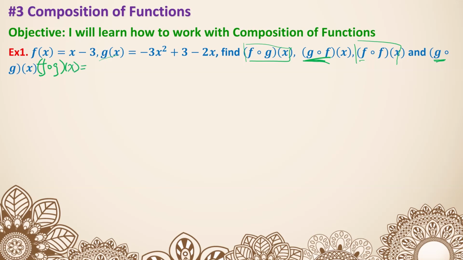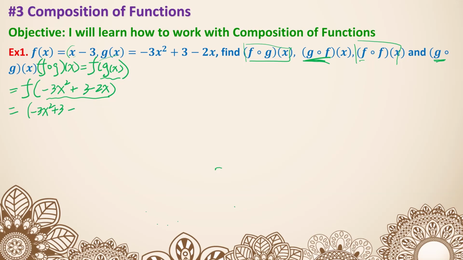Fog is f of g of x. So that means I need to replace the g. Keeping the f, my g is negative 3x squared plus 3 minus 2x. And now I'm going to focus on my f of x and replace the x with that negative 3x squared plus 3 minus 2x. So negative 3x squared plus 3 minus 2x with a minus 3 on the end.